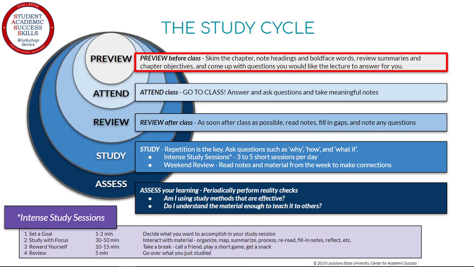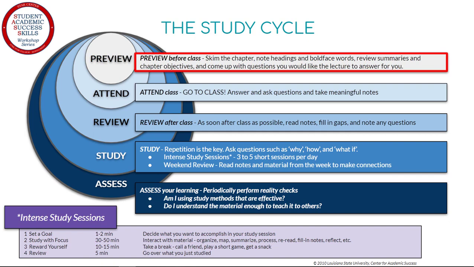The idea here is to preview before your class or before sitting down to read your textbook. Previewing is all about trying to get a glimpse at the big picture. If you're able to see the big picture first and then fill in the individual details after, your brain has a much easier and much more efficient time learning that material.